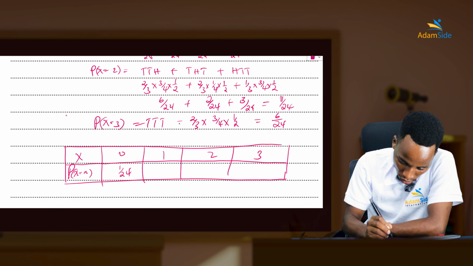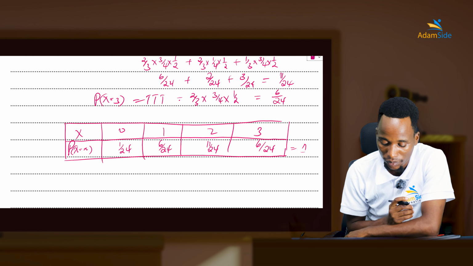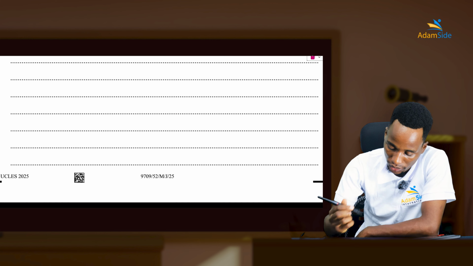And always you have to make sure that these probabilities add up to 1, for which 1 plus 6 plus 11 plus 6 is equal to 24. So 24 over 24, which is 1. Now we'll be moving to question 2.